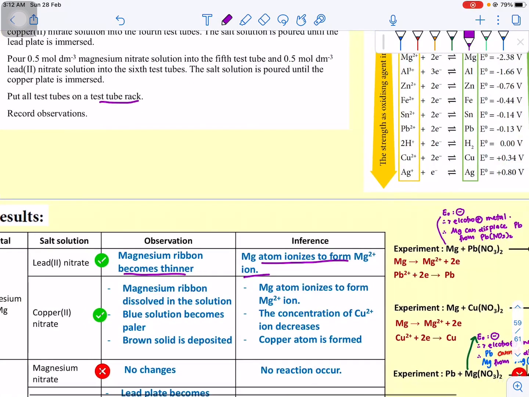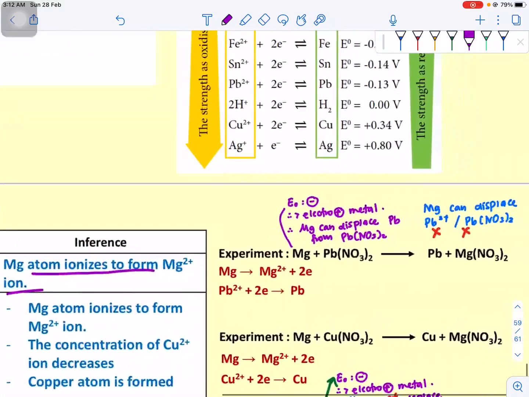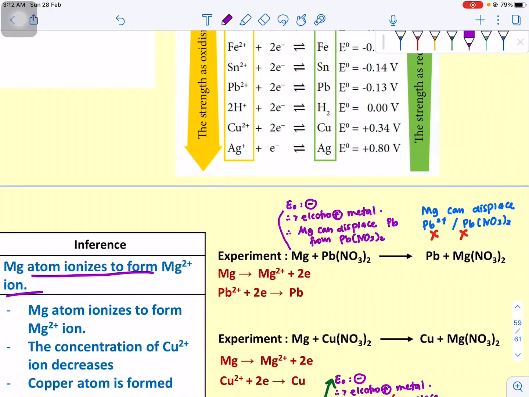Okay, this is the equation. Mg turns to Mg nitrate. Why dia jadi Mg nitrate? Sebab E-node Mg tadi kita dah study, E-node Mg is negative value, lebih negatif daripada E-node Pb. So bila dia negatif, meaning that Mg is more electropositive metal. Bila dia more electropositive metal, apa dia boleh buat? Maksudnya Mg able to displace Pb from lead nitrate.